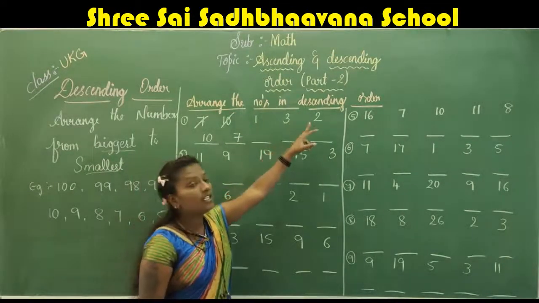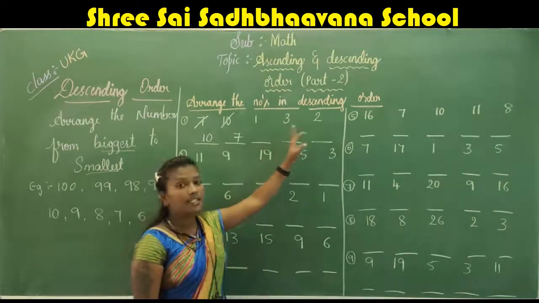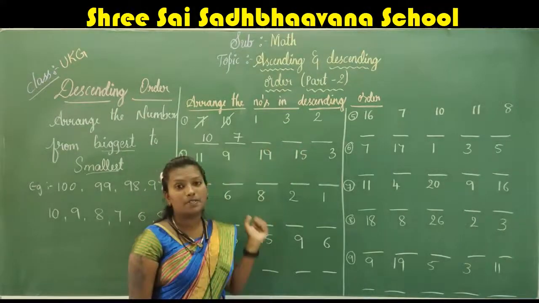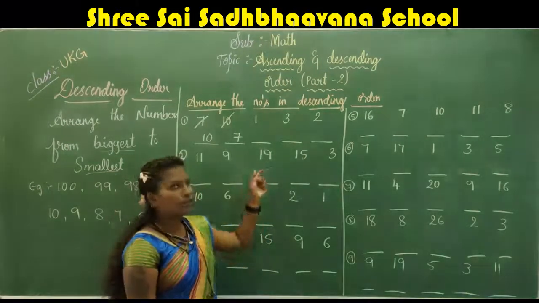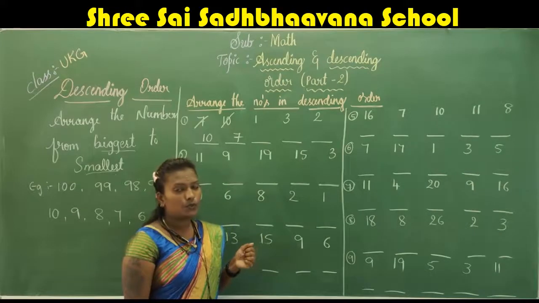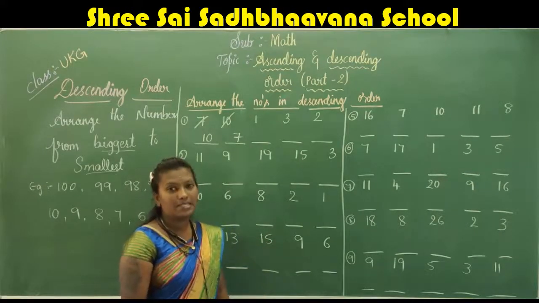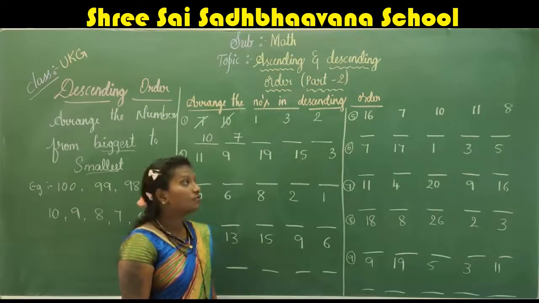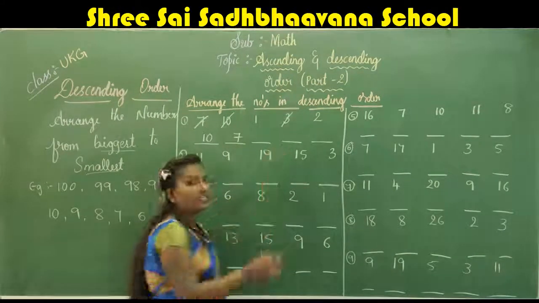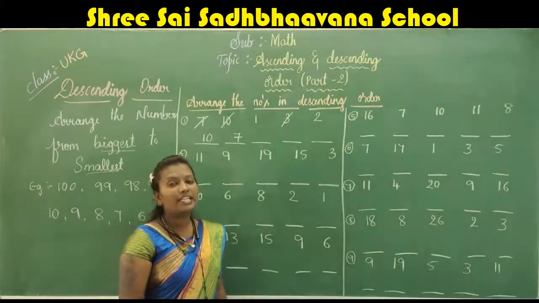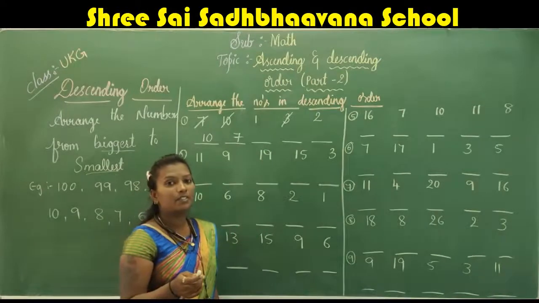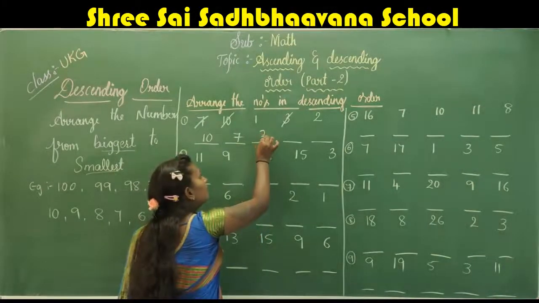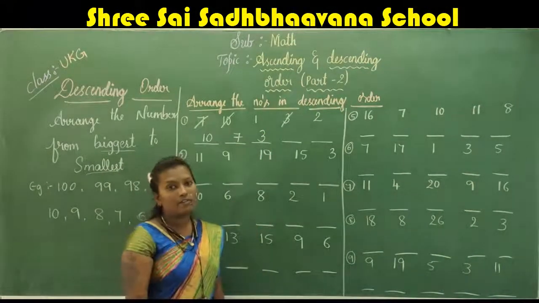1, 3, 2. Among these 3 numbers, which is the biggest number? Number 2 is the biggest number? No. Then which is the biggest number? Yes, number 3 is the biggest number. So now what do we have to do? We have to cancel number 3. The 3 we have to write in the third place because this number is the biggest. So here, below 7, we have to write number 3.